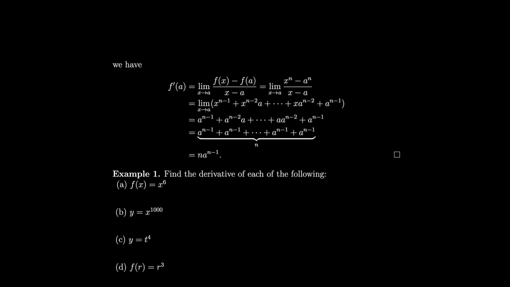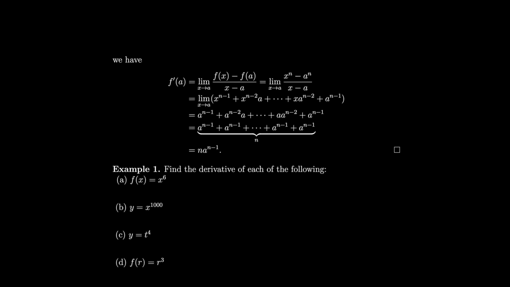Okay, let's use that. Let's find the derivative of x to the 6th. The 6 hops out in front, and we get f prime of x is equal to 6 times x, and now we just reduce the exponent by 1, so instead of 6 it becomes 5. For the next one, for the derivative y prime, 1000 hops out in front. We end up with 999 as the exponent because it goes down 1.